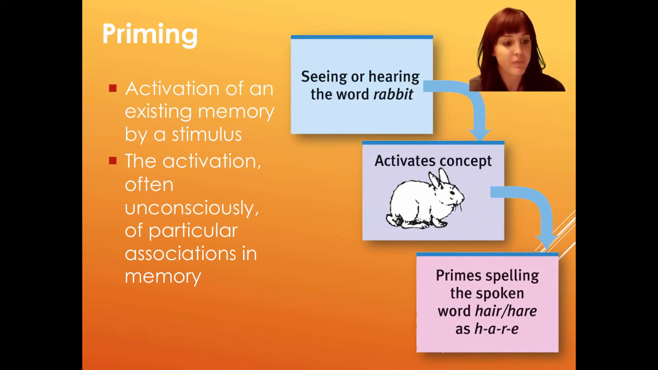So priming is an enhanced ability to think of a stimulus, such as a word or an object, hair, for example, as a result of recent exposure to the stimulus. Lots of big words. But basically what I mean is I show you a picture of a rabbit and you're going to spell hair H-A-R-E instead of H-A-I-R.